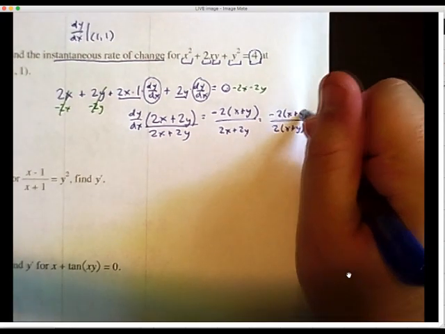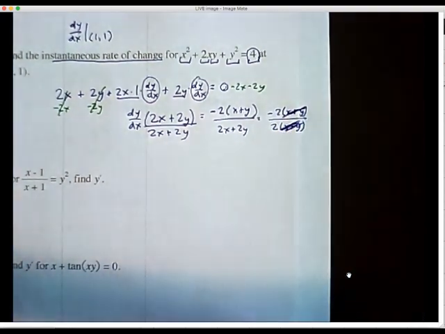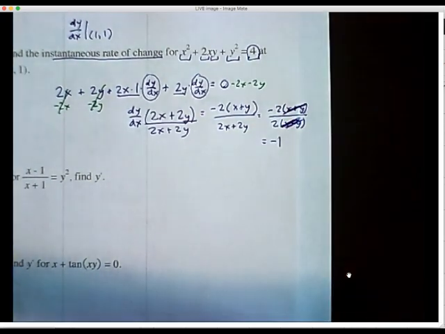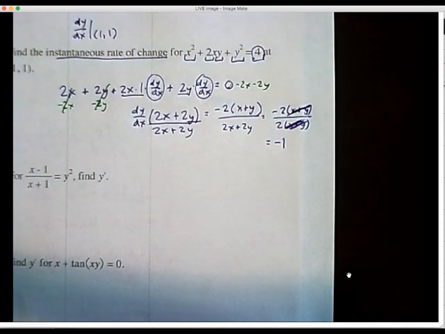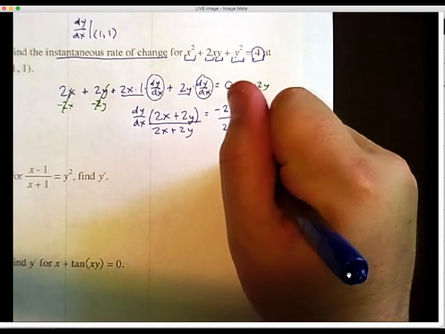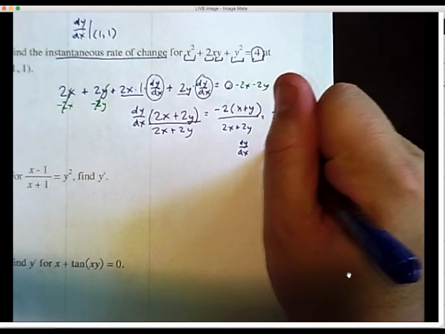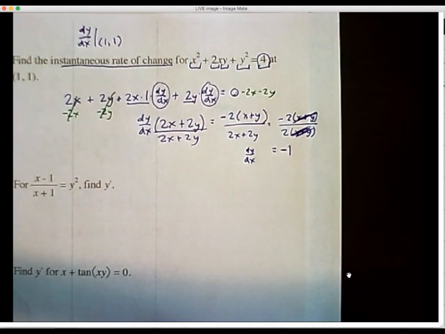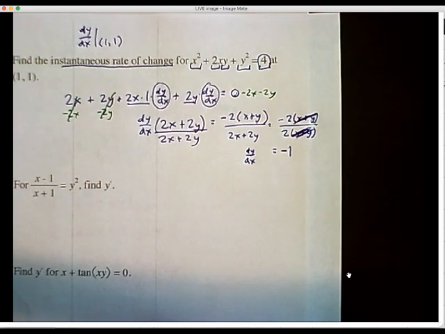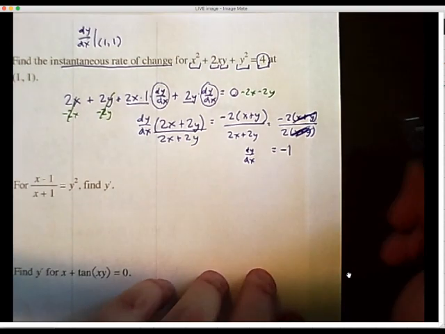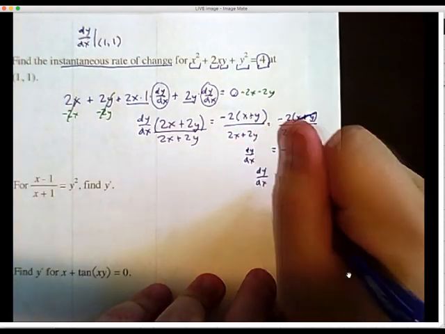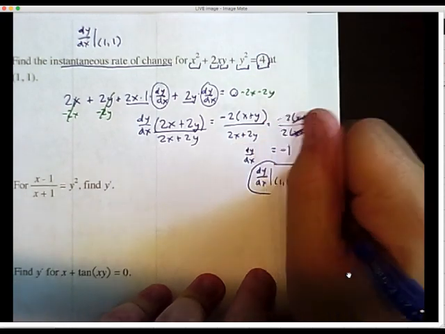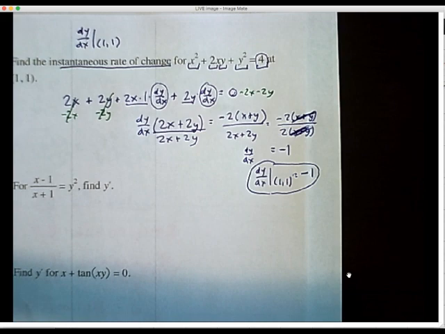Something kind of cool happens here. Those x plus y's cancel out and you're left with negative 2 over 2, which is just negative 1. So here the derivative is a constant. It's negative 1. So that means the derivative evaluated at the point (1, 1), there's nothing to plug in, so you can just leave it as negative 1. There's no x and y values in it.